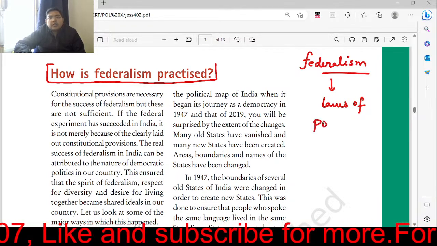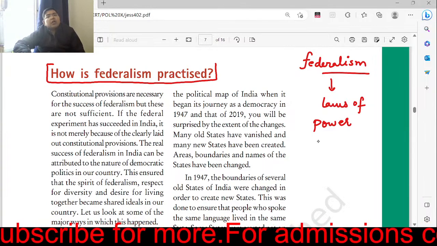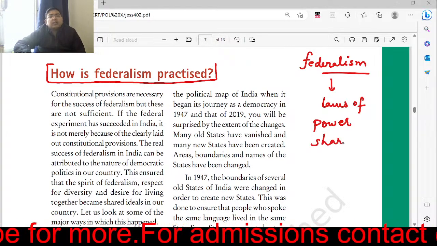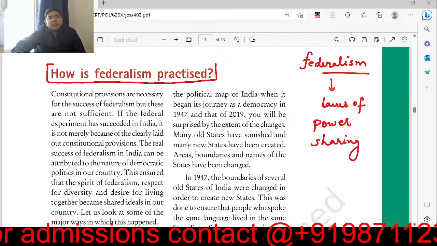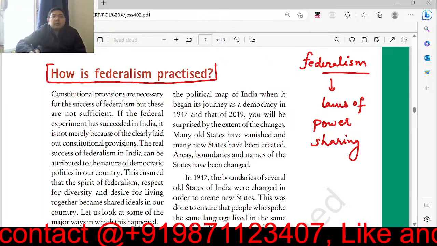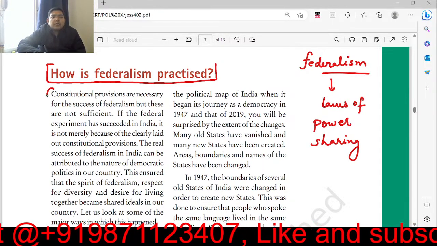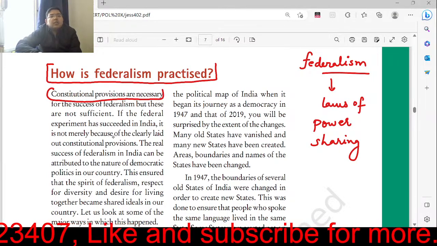because laws of power sharing are there. But if the actual people who are under the law are not following it, then the whole concept of federalism cannot succeed. So federalism having constitutional provisions is not entirely sufficient.